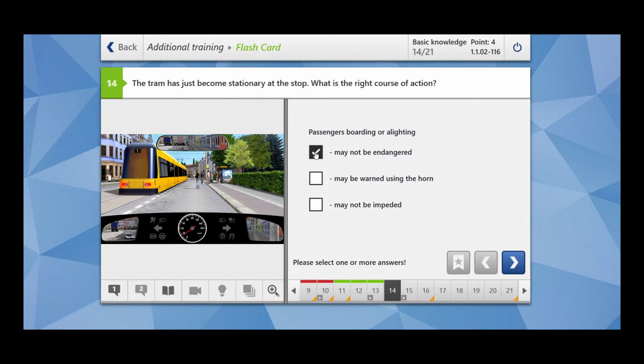This is important. You should not cause any kind of danger to the passengers who want to board or alight. May be warned using the horn. This is incorrect. May not be impeded. You should not cause any kind of hindrance to those passengers. This is also important.